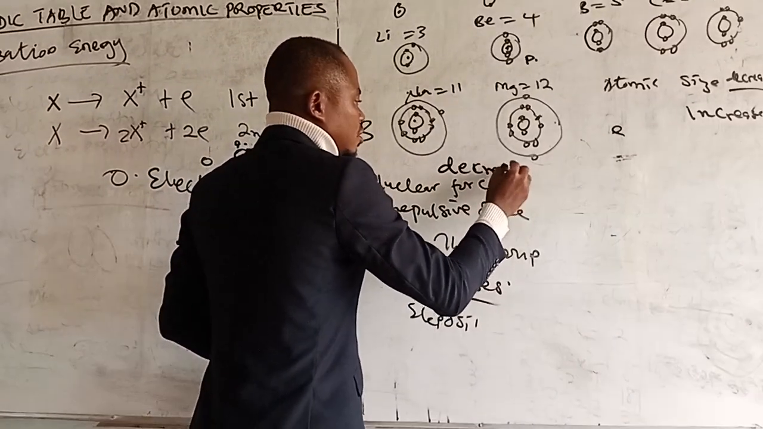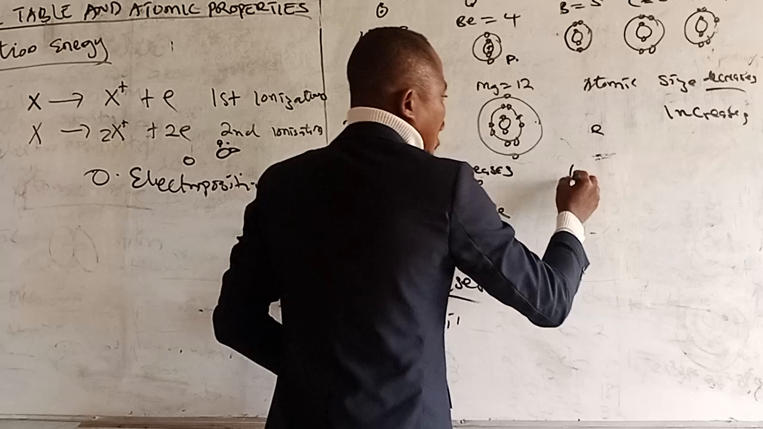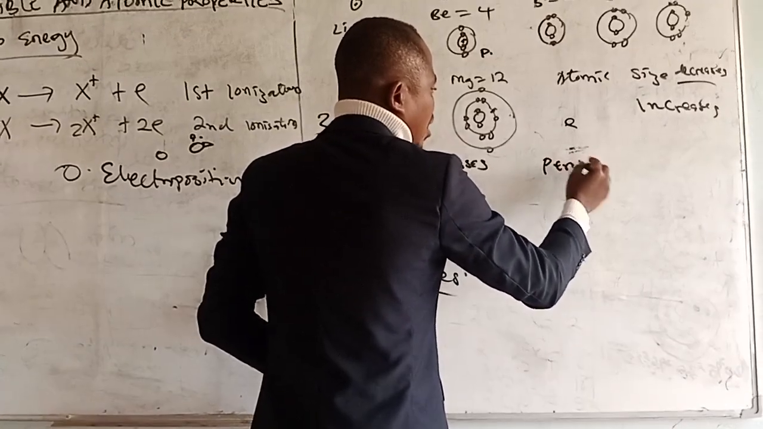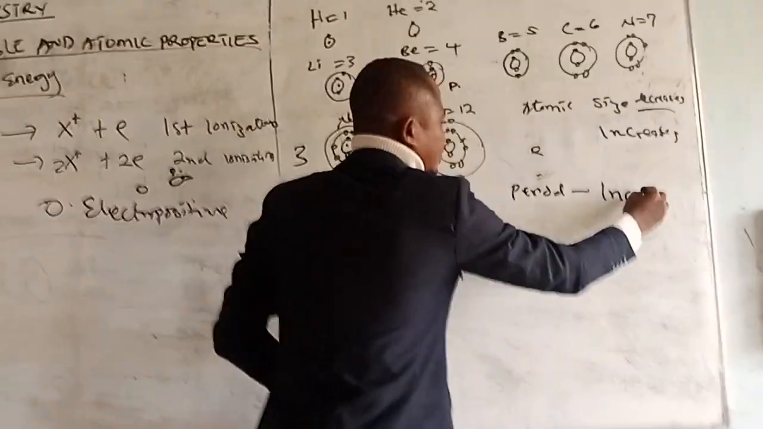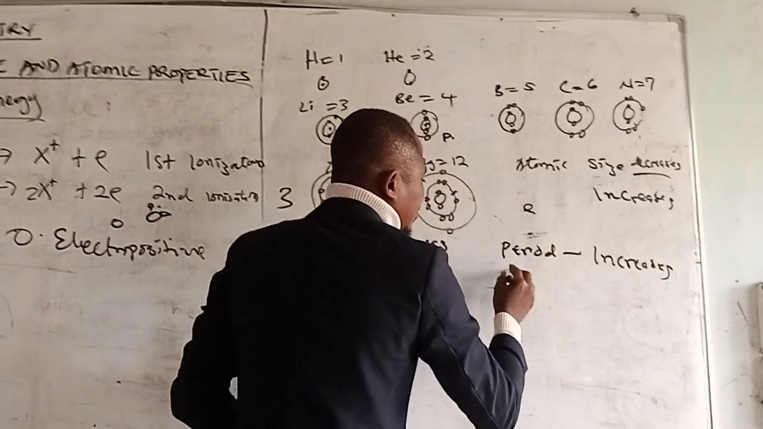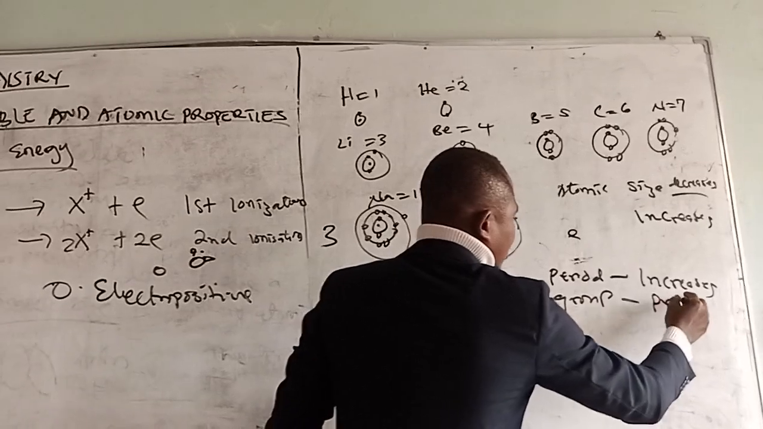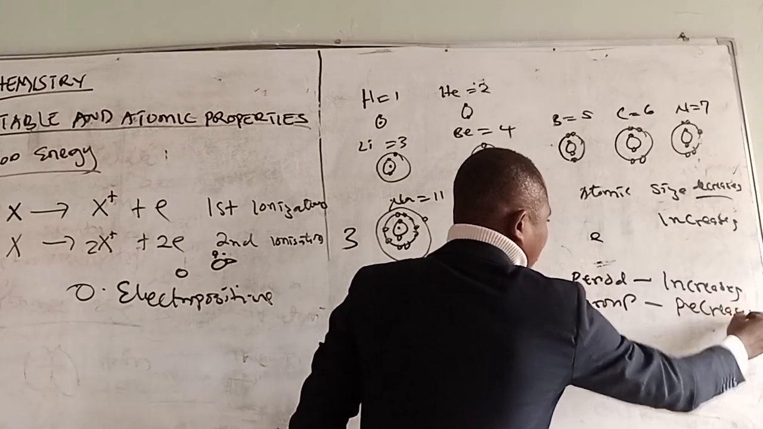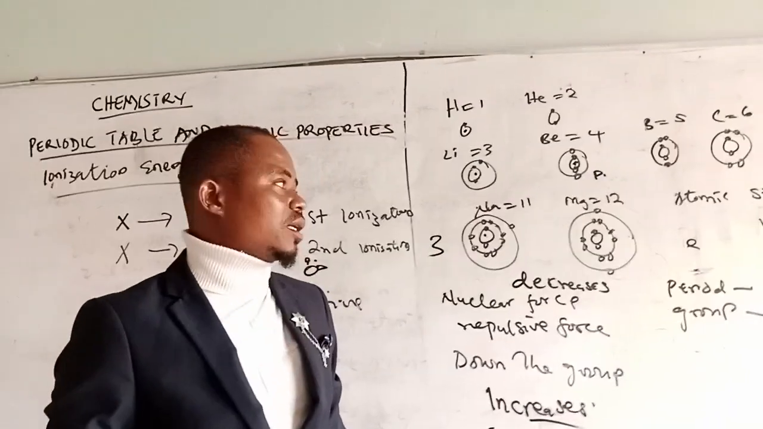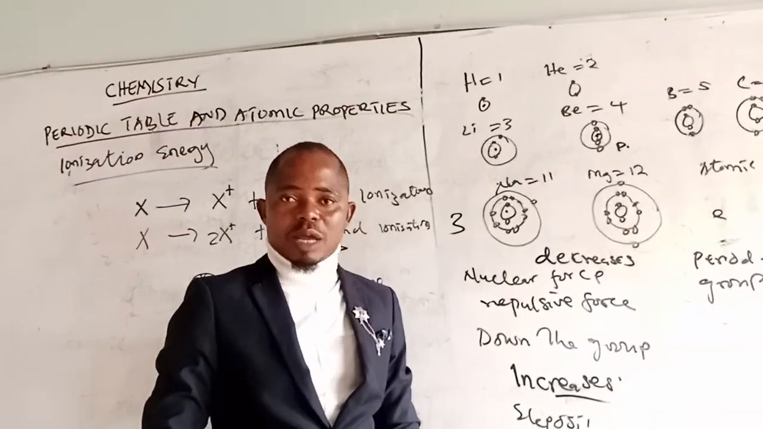So as you move down the group, ionization energy decreases. So across the period, ionization energy increases, while down the group, ionization energy decreases. So that is how ionization energy varies in the periodic table.